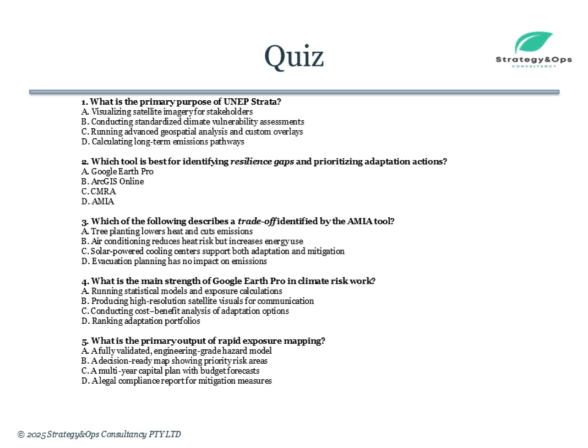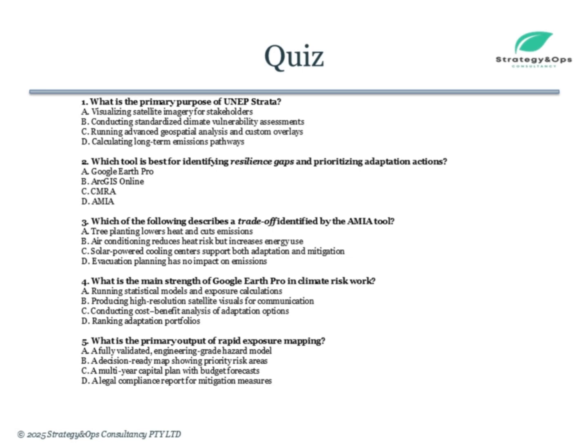A. Visualizing satellite imagery for stakeholders. B. Conducting standardized climate vulnerability assessments. C. Running advanced geospatial analysis and custom overlays. D. Calculating long-term emissions pathways. Question 2. Which tool is best for identifying resilience gaps and prioritizing adaptation actions? A. Google Earth Pro. B. ArcGIS Online. C. CMRA. D. AMIA.